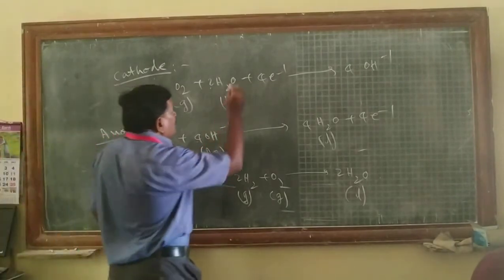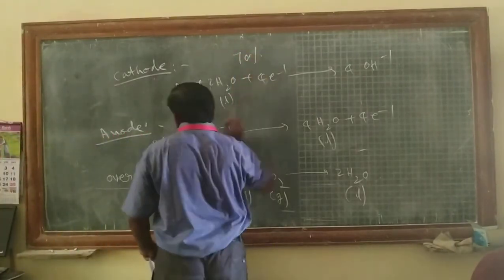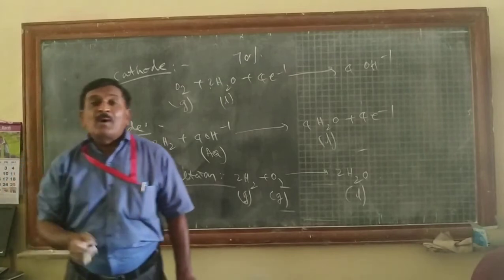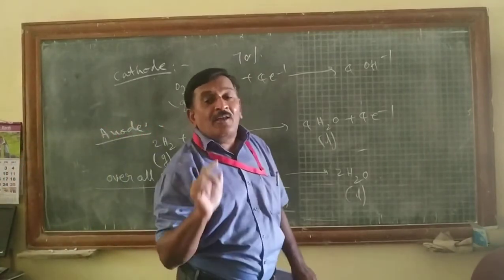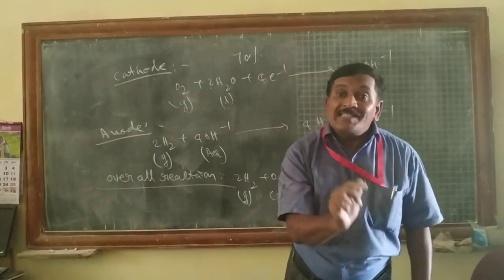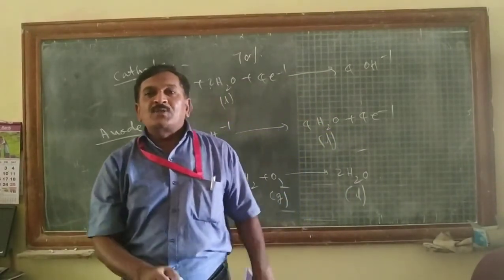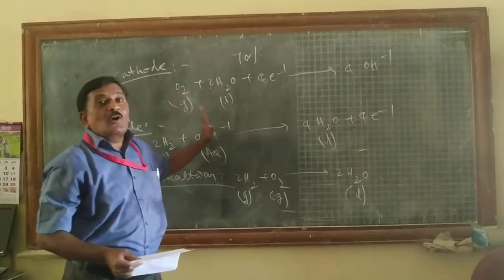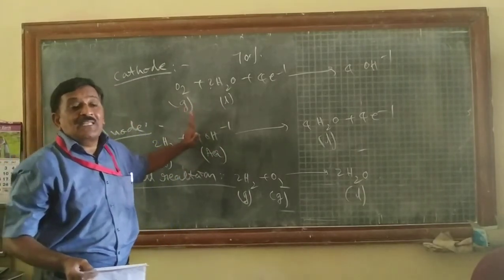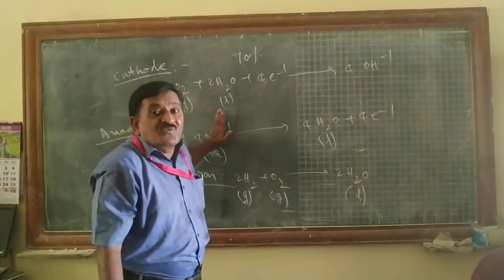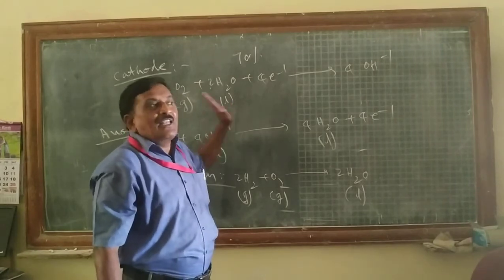The production of power here is nearly 70% more than the production of power in thermal plants by burning fossil fuels. The drawback of fossil fuels is air pollution. They produce much air pollution, but the hydrogen oxygen fuel cell does not produce any pollution to the atmosphere.